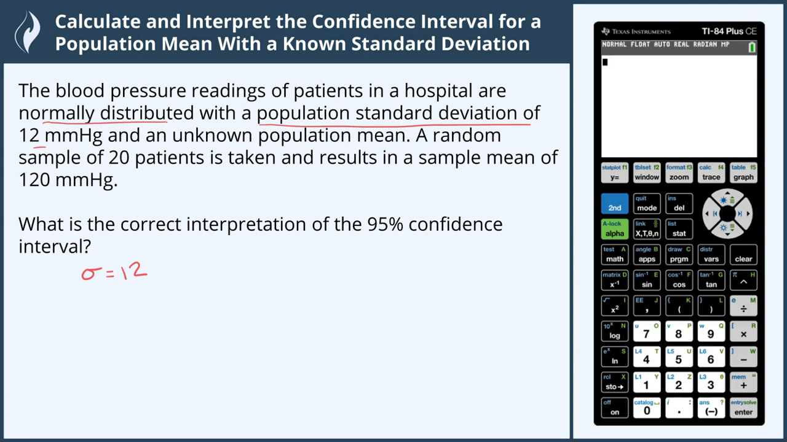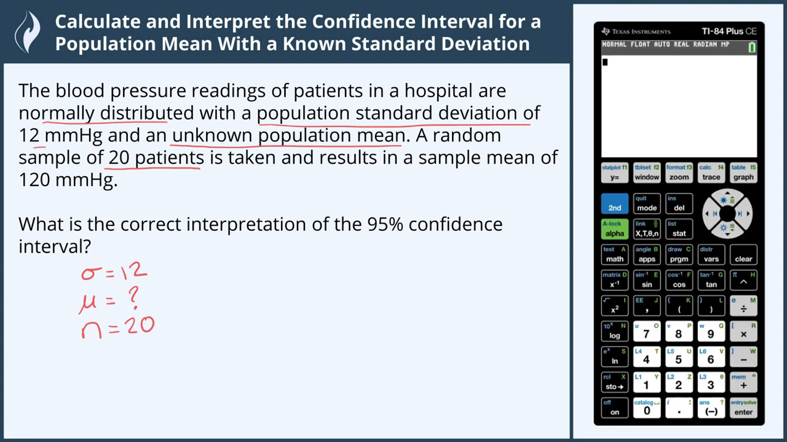We also know that we have an unknown population mean. The population mean is represented with mu, and this is not known. So we're going to need something to replace that or estimate the mu, and we'll get there in just a minute. The next part is that we have a sample of 20 patients. The 20 patients is the number of the sample size. That means n is 20.